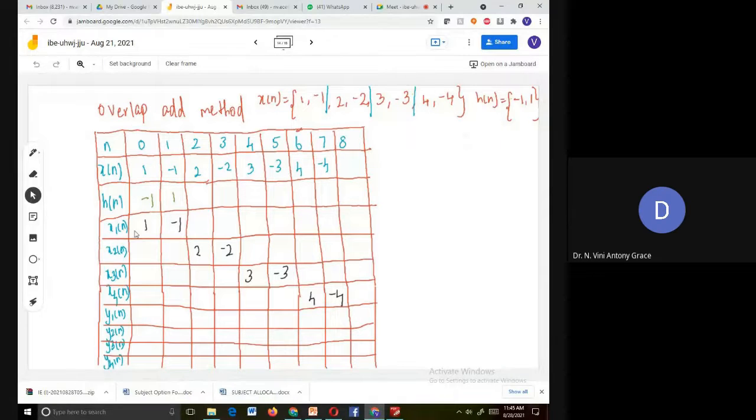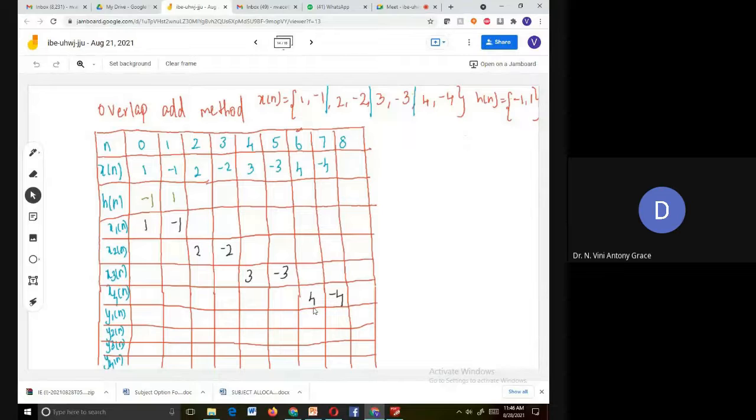So x1 of n, I have written the first 2 samples alone. X2 of n, I have written the second 2, that is the second and the third sample, 2 comma minus 2. X3 of n, fourth and the fifth sample, 3 and minus 3. X4 of n, it is sixth and the seventh sample. This is the last sample of x of n. So we have sectioned it.